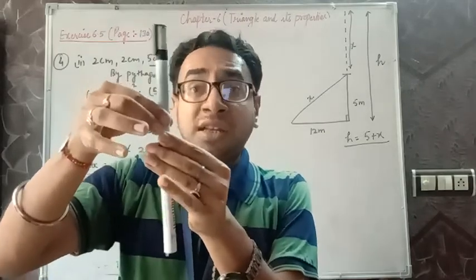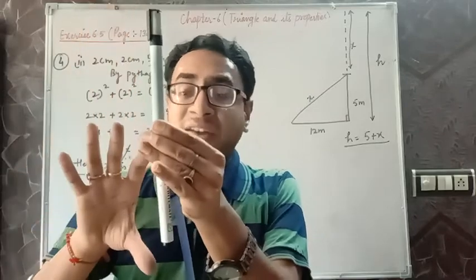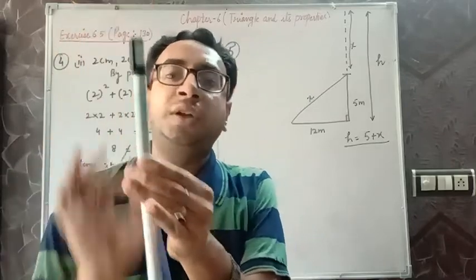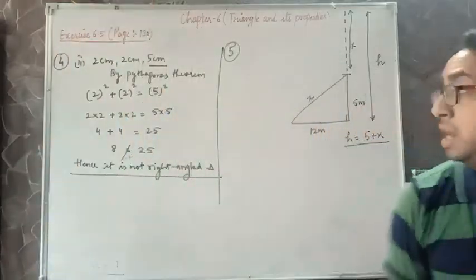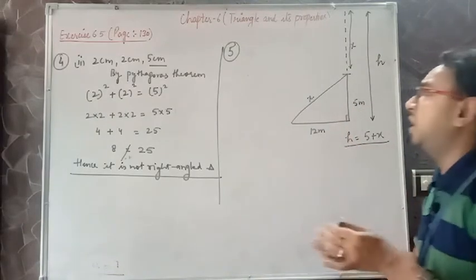So we have to find this. This will be the total height. Whatever this height I get, I'll add 5 to it, and I'll get the total height of the tree. This is what the question is. Now by Pythagoras theorem, we know the perpendicular, we know the base, so we can solve it.